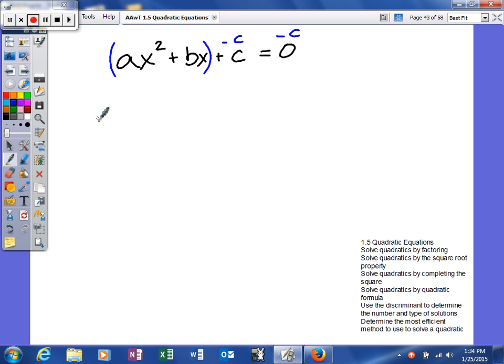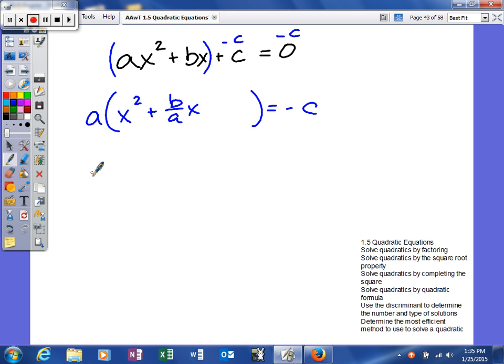I'm going to group my variables together, move the constant to the other side, factor out my nice little leading coefficient. Remember, it is like division. So when you divide a by a, you get 1. When you divide b by a, though, you just get b divided by a.